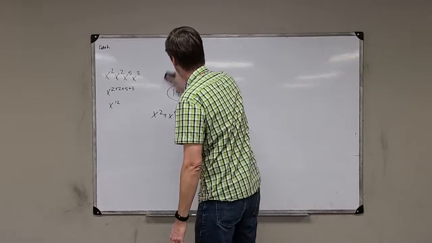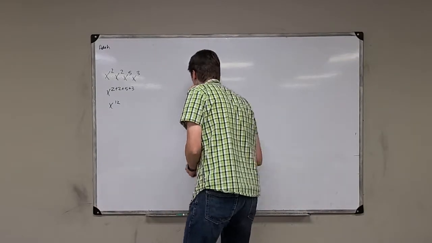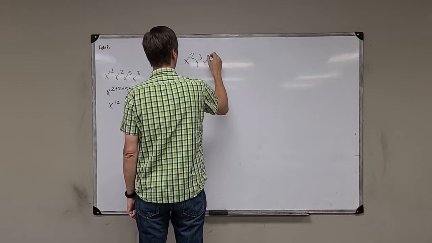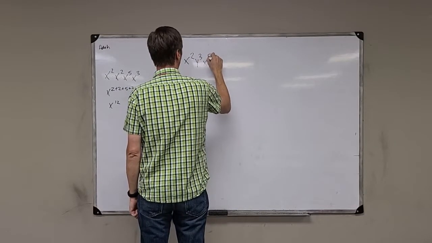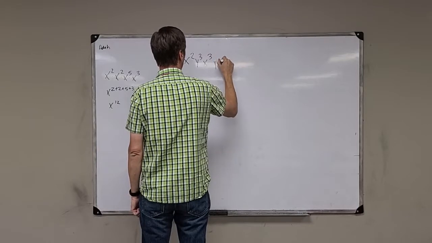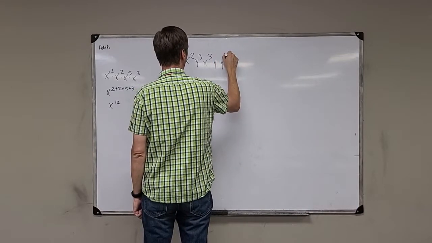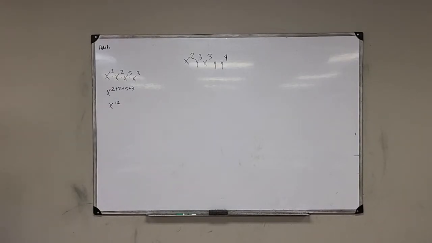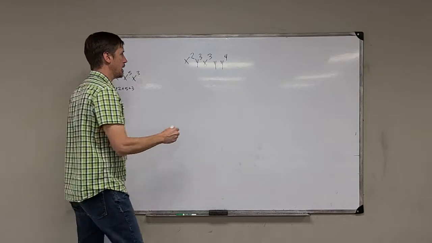What if we had x squared, y cubed, x to the 3rd, y to the 4th? How would I do that one? You separate them into 2 categories and then add them. So yeah, think about x's and y's.